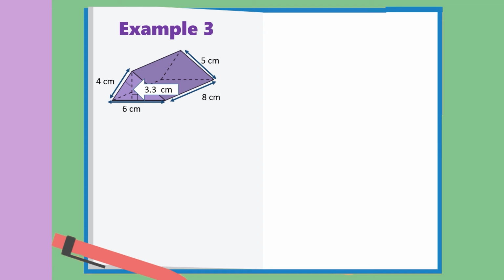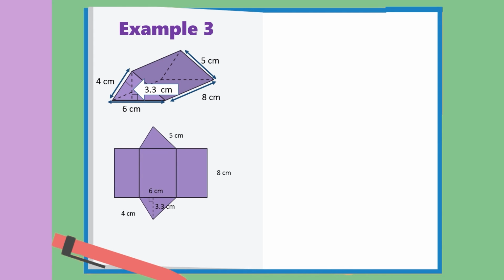So here are all the pieces of information that we need to solve for the area of this triangular prism. And it is important to note that we can do the same thing that we did with the rectangular prism and create a net from all the composite shapes that make up this prism. So here we have that.